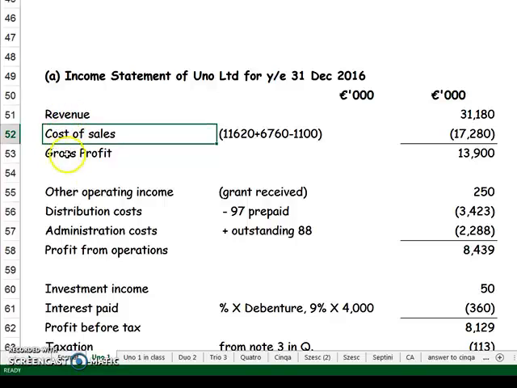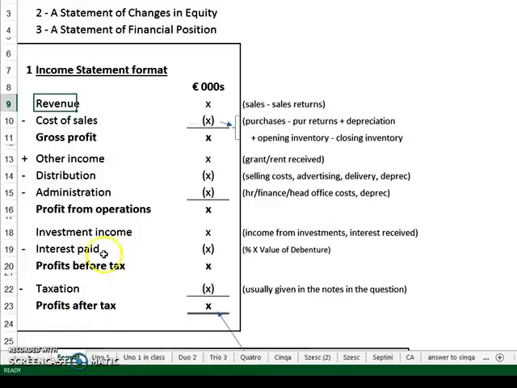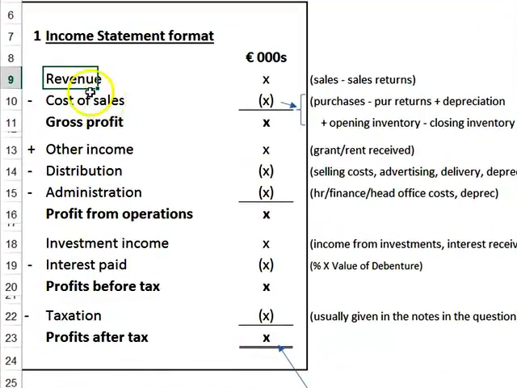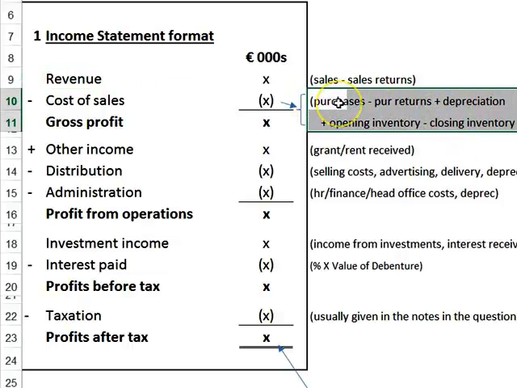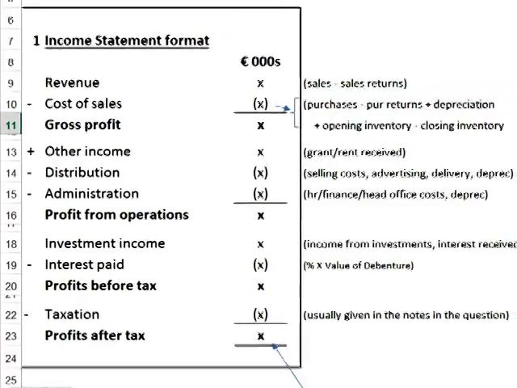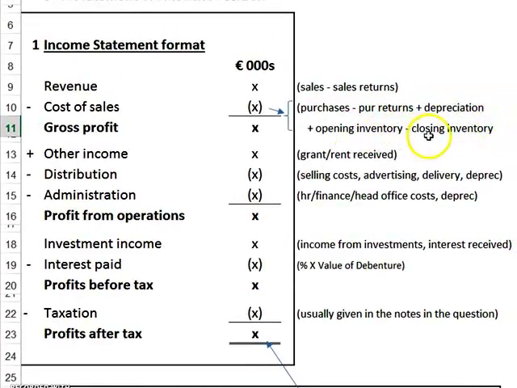Revenue minus cost of sales, gross profit, other income. And if you have a working, you can just show the working beside it. But for now, here's the format. Revenue minus cost of sales. Cost of sales could be made up of these items: purchases, returns, depreciation, opening inventory, and closing inventory. So you could potentially have 1, 2, 3, 4, 5 items going into cost of sales.